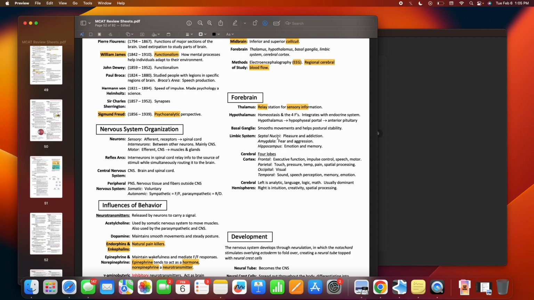Limbic system has septal nuclei, amygdala, and hippocampus. So septal nuclei is for pleasure and addiction. Dopamine should be related to this too. Amygdala for fear and aggression, and hippocampus for emotion and memory.